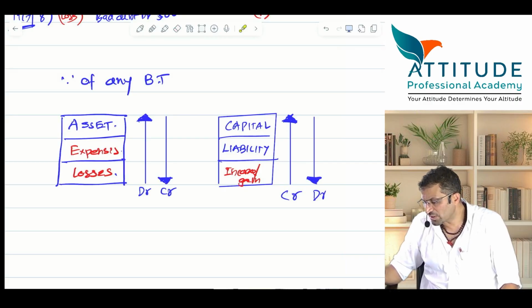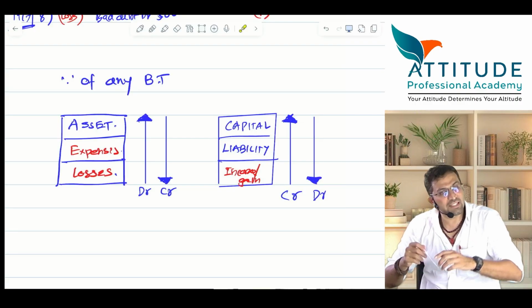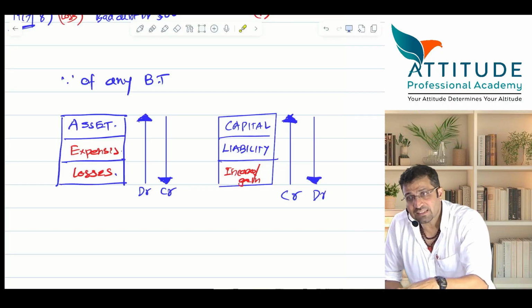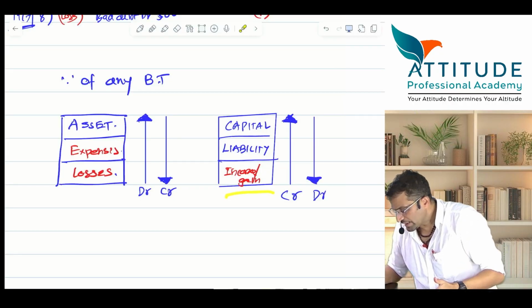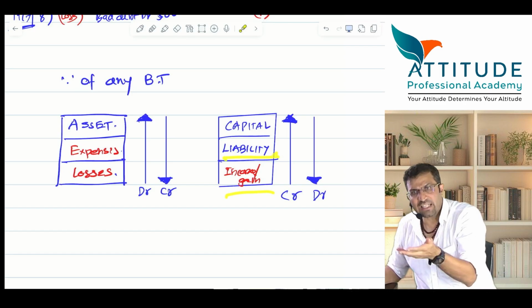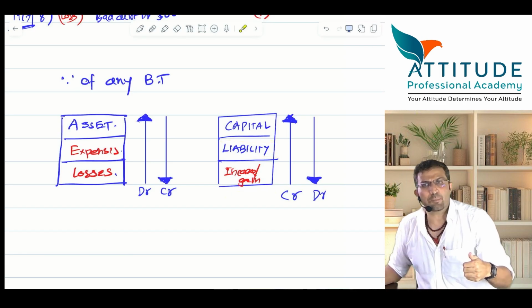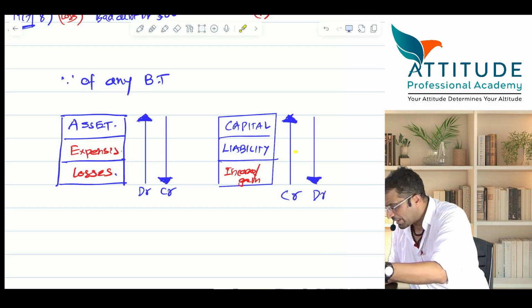Modern method says because of any business transaction, if an asset expense loss is increasing, it has to be debited. If the same asset expense loss decreases, it is to be credited. Similarly, capital liability income increases, it has to be credited, and capital liability income decreases, it has to be debited. Sir, income can also decrease. Liability can decrease, yes. If you pay, your liability will decrease. Capital can decrease. If you withdraw the money from your business, what will capital do? It will decrease. If you put the money into your business, your capital will increase.